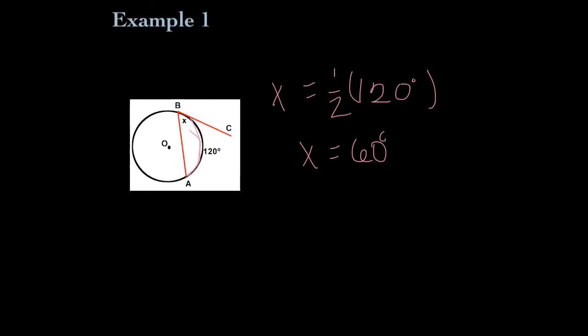So just a quick example, when you see it like this, our arc here is 120. So x equals half of 120, so x equals 60. A lot of times you'll see the line continue off the other direction, and you could also solve for that one.